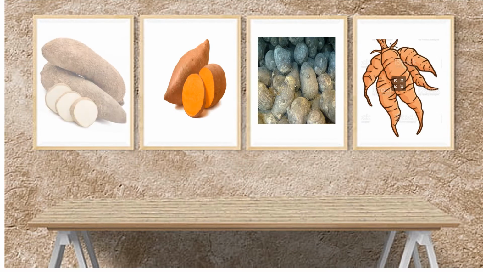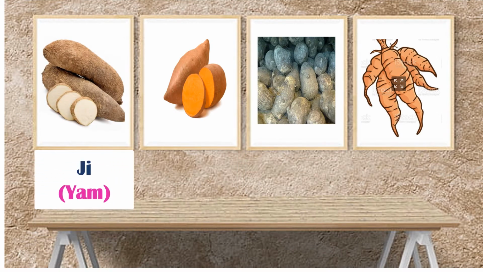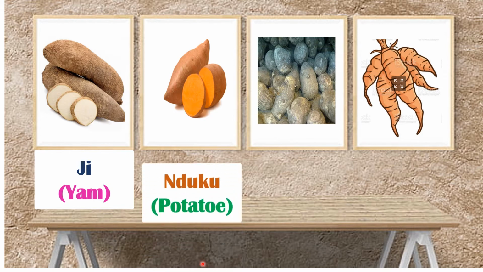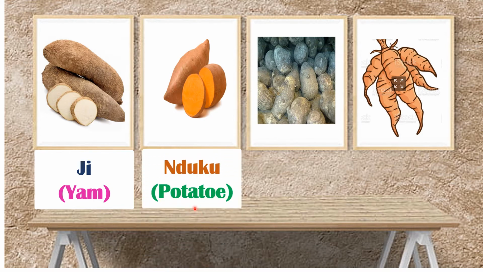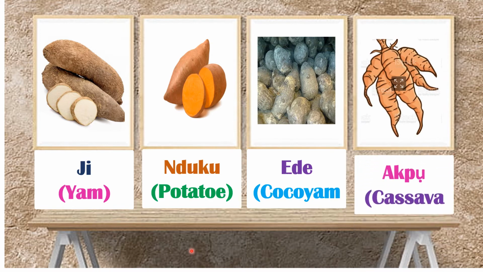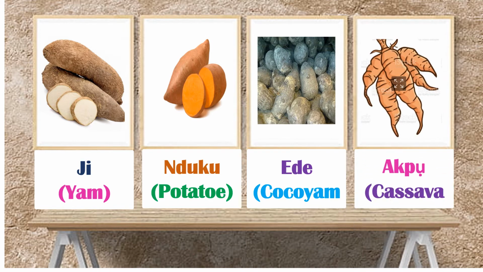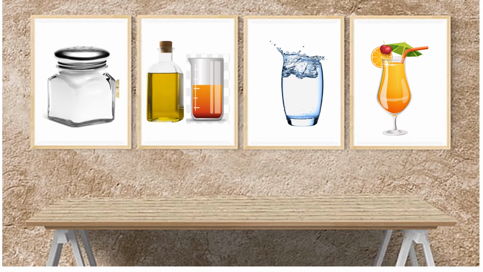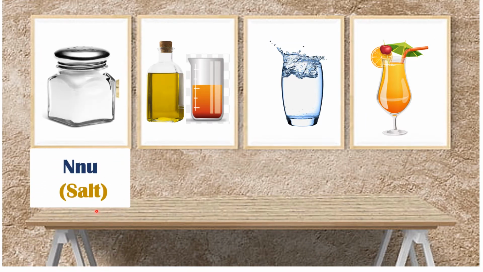Then we have yam. Yam bụ ji. We also have potatoes. Potato bụ nduku. We also have cocoyam. Cocoyam bụ ede. And we have cassava. Cassava bụ akpụ. Also, we have salt. Salt bụ nnu. Nnu bụ salt.